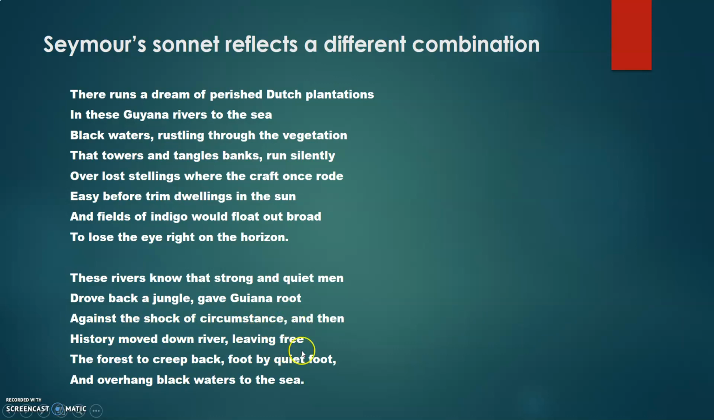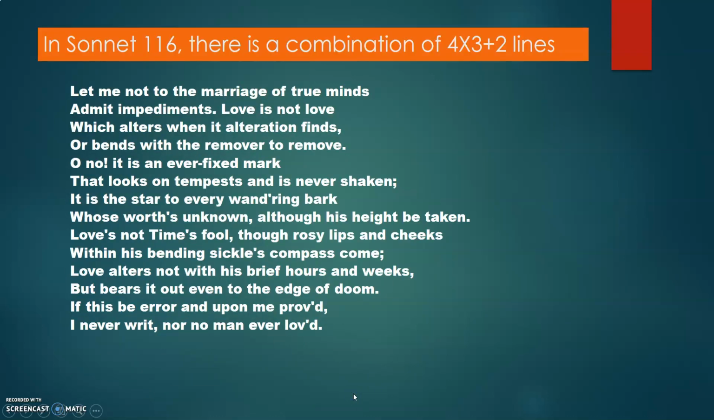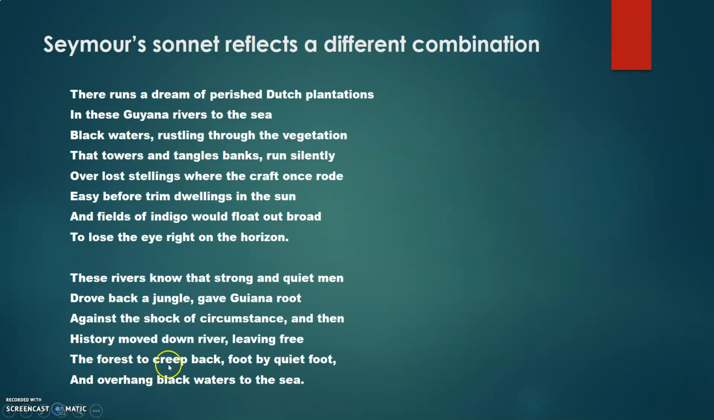And then history moved downriver. So they created history. But what happened? So the ending of the poem presents you with a twist. In the sestet, you have a very stark contrast to what comes in the octave. You get the sense that the strong and quiet men have not succeeded entirely. Because here you have the forests creeping back, foot by quiet foot. Foot meaning a measurement, 3 feet, 50 feet, 80 feet.